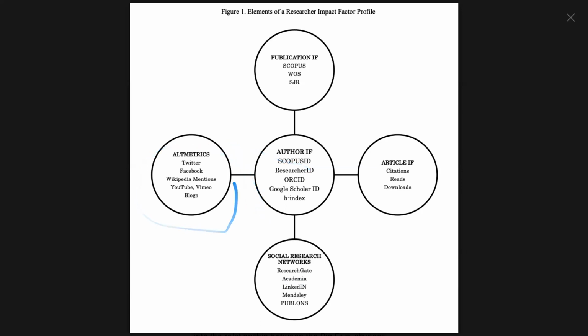So the other area here is AltMetrics, alternative metrics, and these are driven mainly by these platforms. There's a whole range of platforms, but the key ones really are Twitter, Facebook, Wikipedia, YouTube, blogs that have been subscribed to AltMetrics. And F1000, there's a few others.